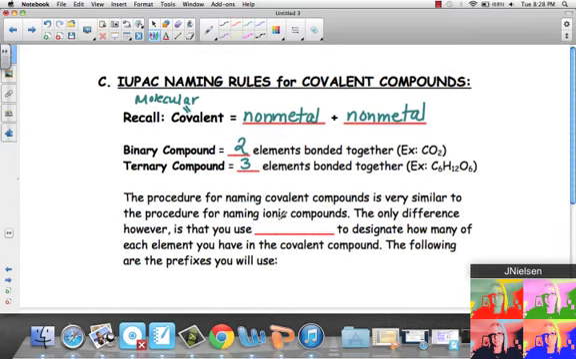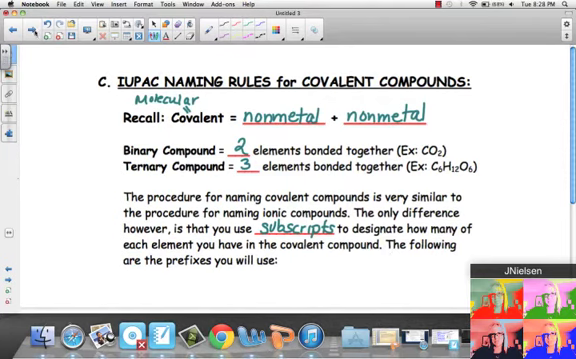The procedure for naming covalent compounds is very similar to the procedure for naming ionic compounds. The only difference, however, is that we are going to use subscripts to designate how many of each element you have in a covalent compound.